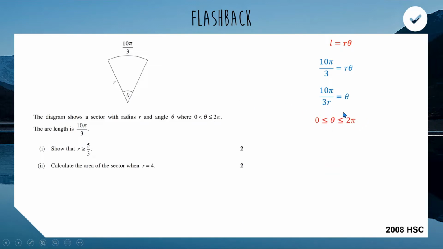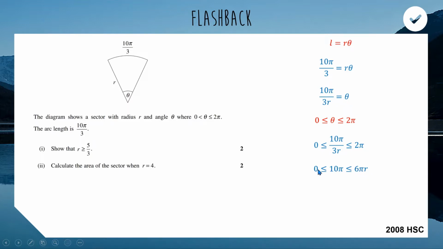So we'll take our inequality from the question and we'll substitute the value of theta as 10 pi over 3r. Now we can simplify this inequality by multiplying all three parts by 3r. And we know that the signs are not going to turn around because r has to be positive because it's a length, so it can't be negative. So multiplying by 3r gives us 0 less than or equal to 10 pi less than or equal to 6 pi r.